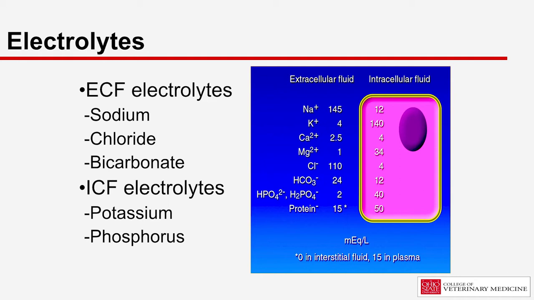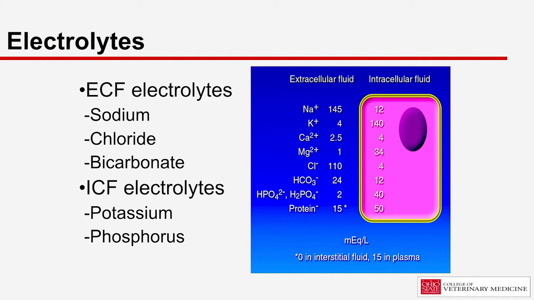So the concentration of potassium in the extracellular fluid or in the blood is about 4. But if you were to sample intracellular fluid, it'd be 140, very high. And likewise with phosphate, if you were to sample the extracellular fluid, it'd be about 2 milliequivalents per liter. But if you were to sample intracellular fluid, it'd be as high as 40. And the reason I mention that is the interpretation of the serum potassium and the phosphate is influenced by that.